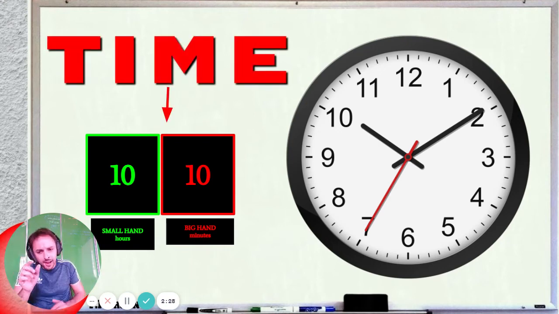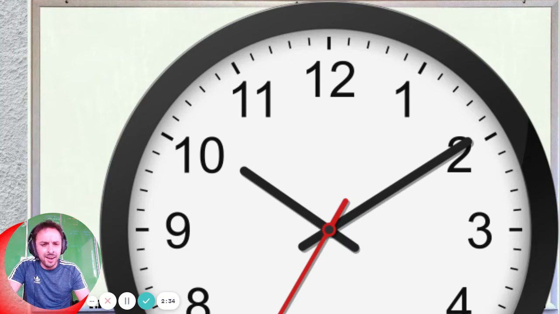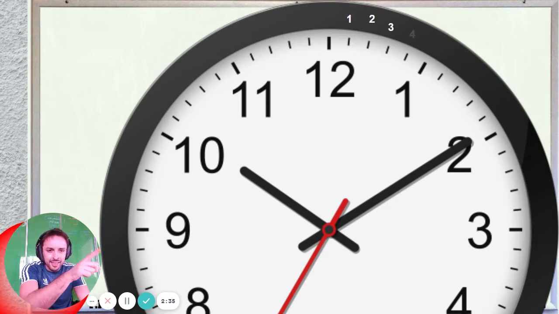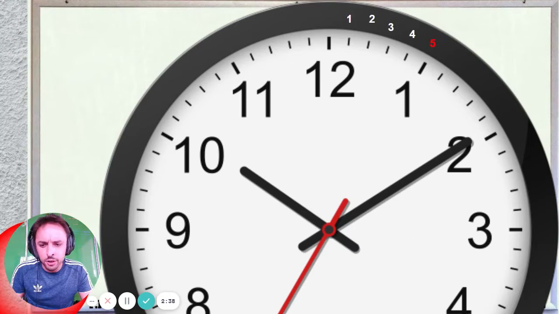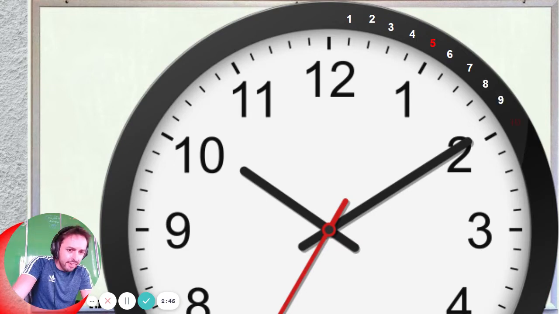Small hand, then big hand times 5. Now why do we times by 5? It's because all these little numbers are your minutes. So 1, 2, 3, 4, 5. We get to 1, you're at 5 minutes, then 6, 7, 8, 9, 10. By the time you get to 2, you're at 10 minutes.